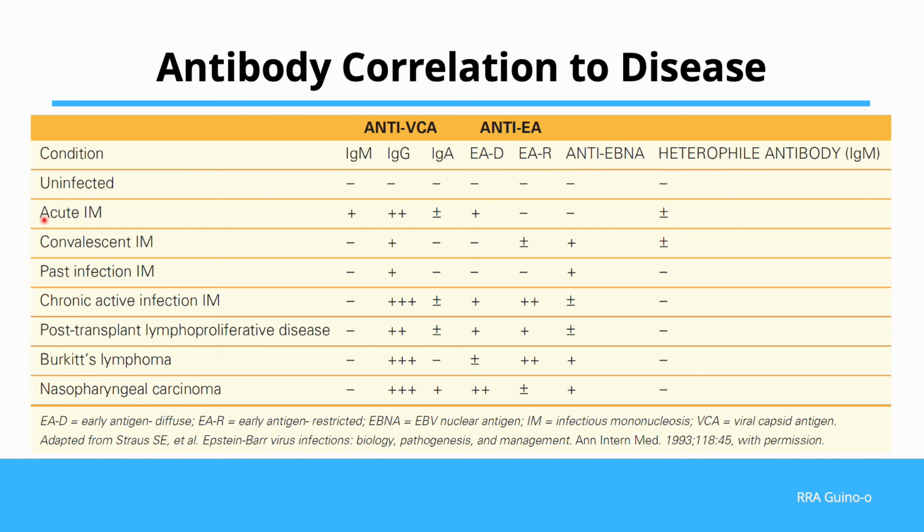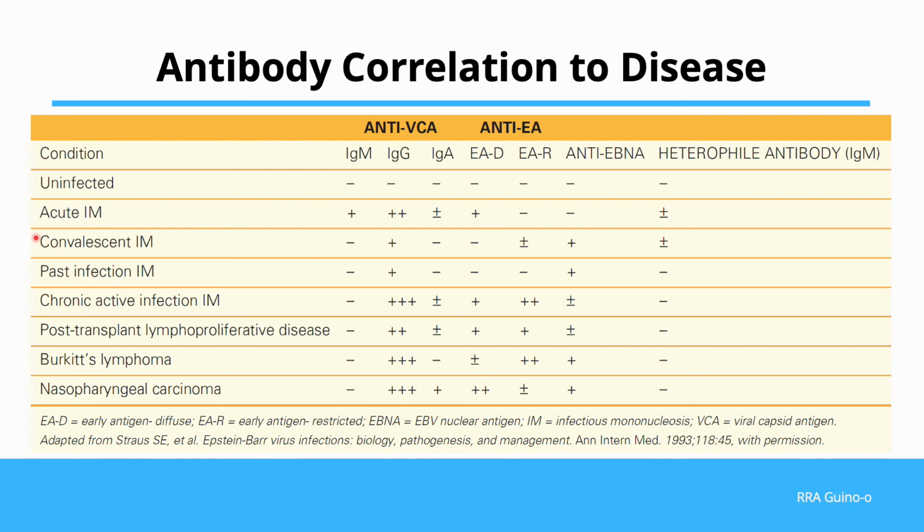During acute infectious mononucleosis, we see an increase in your anti-VCA, specifically your IgM. Again, this is the first antibody that is produced in response to the disease, and IgG. Also, we are able to see our EAD, or early antigen diffuse antibodies, but we are not able to see antibodies against our EBNA. Meanwhile, for heterophile antibodies, we have a variable result. This is because it's very possible that we have a false negative result for our heterophile antibodies.